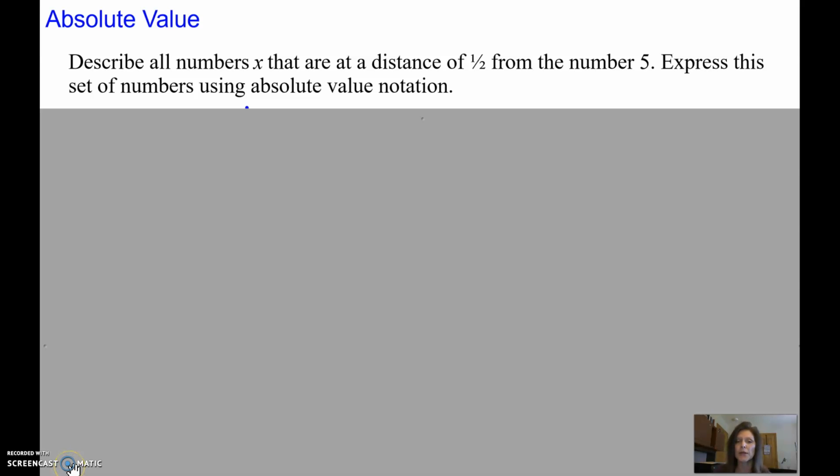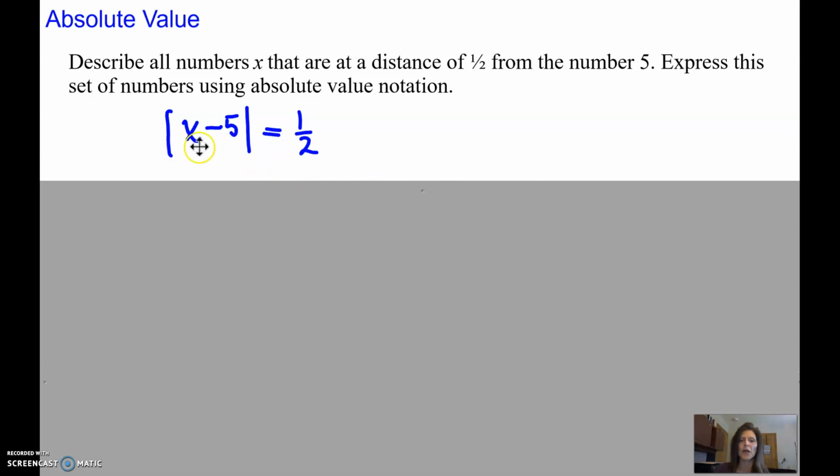If we want to describe all the numbers x that are at a distance of 1/2 from the number 5, so not from 0, but from the number 5, how would we express this in absolute value notation? Well, I would show the difference between my x and 5, and I don't care if it's positive or negative, I just want the actual distance to be equal to 1/2. So if I put those absolute values there, it doesn't matter if I'm using 4.5 and getting a negative 1/2, or if I'm using 5.5 and getting a positive 1/2, the distance is still going to be positive 1/2.